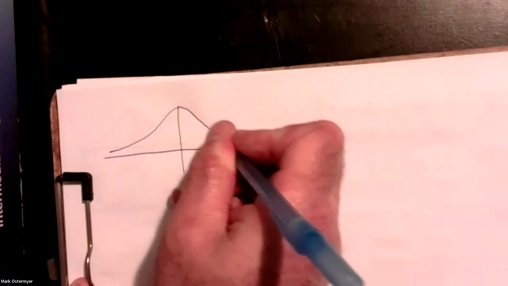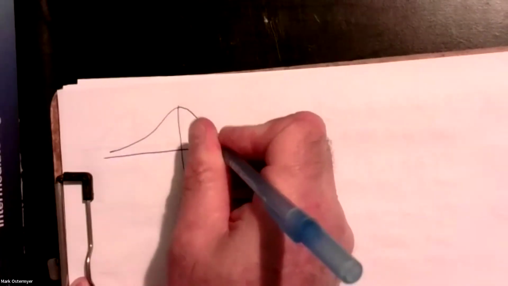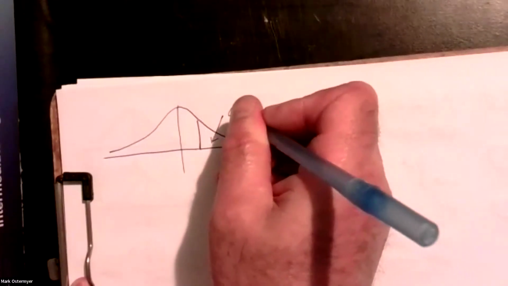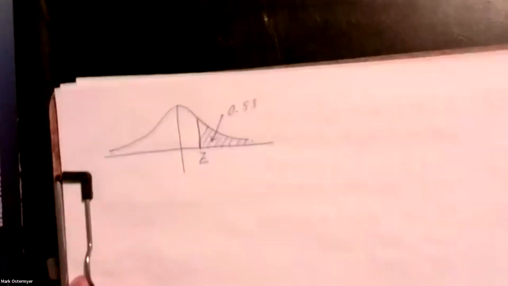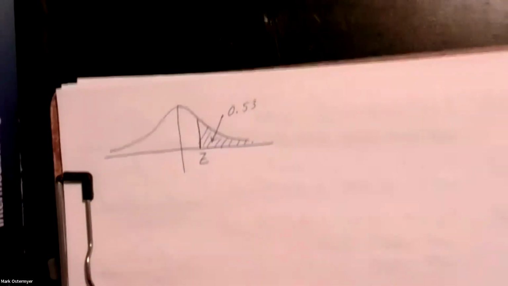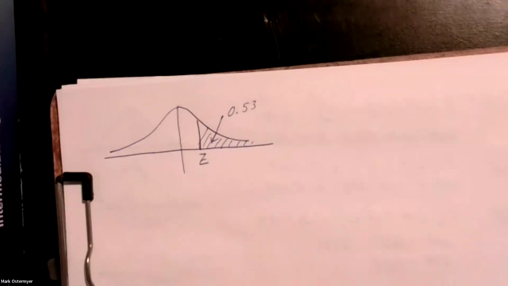All right. What if I give you a problem like this? Standard normal distribution. And this area is 0.53. How are we going to find this unknown Z value? Why can I not type in 0.53 into that inverse normal calculator? Why can I not do that?